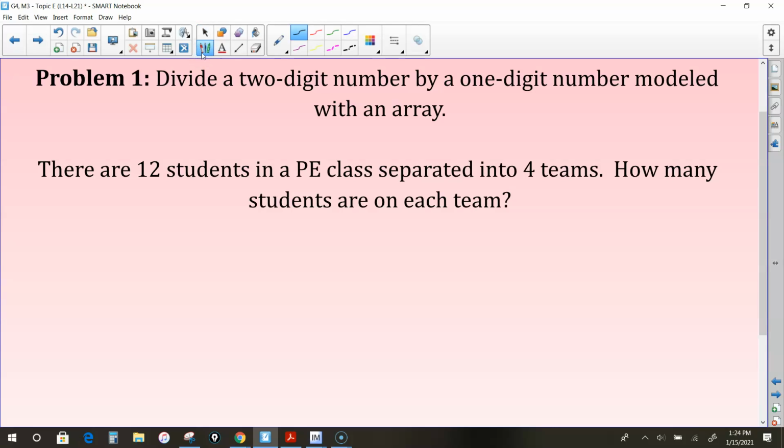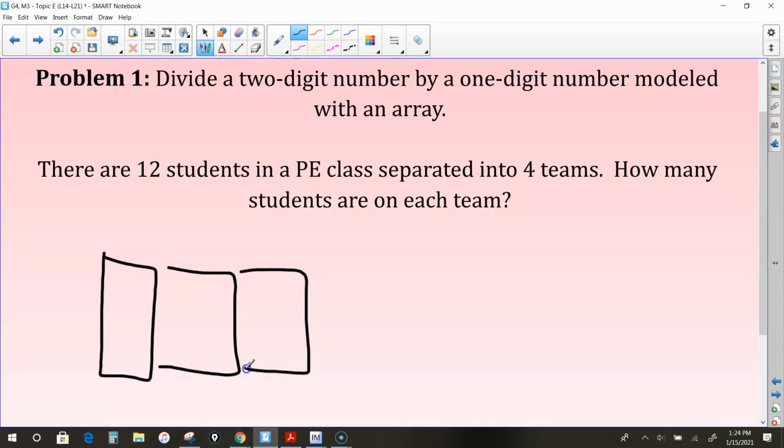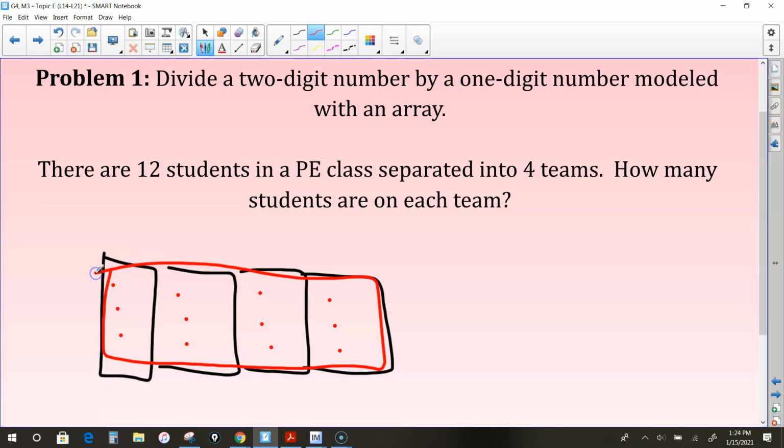If I want to draw an array, I think: okay, I have 4 teams, so let's say these are my 4 teams. Now I want to divide my 12 students among them. So I could say 1, 2, 3, 4 students, 5, 6, 7, 8 students, 9, 10, 11, 12 students. So I can see that I made this 4 by 3 array.